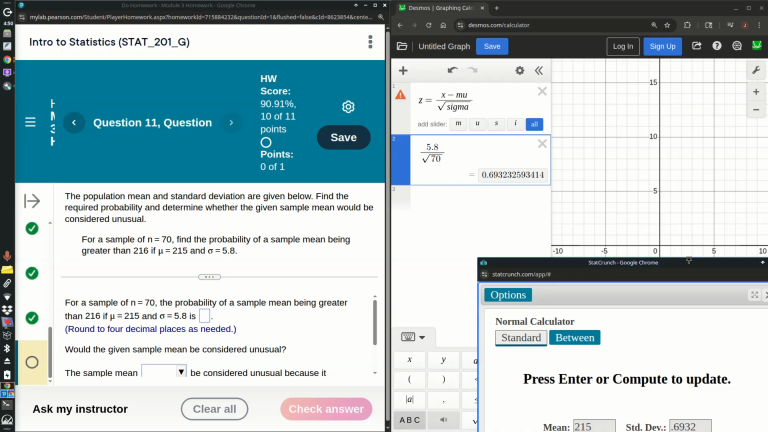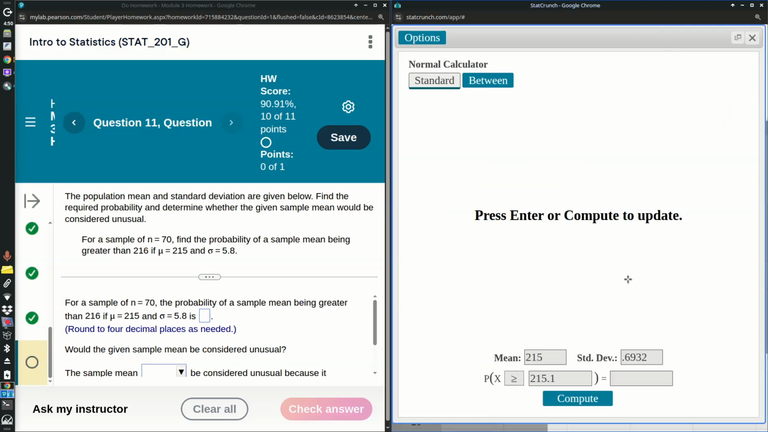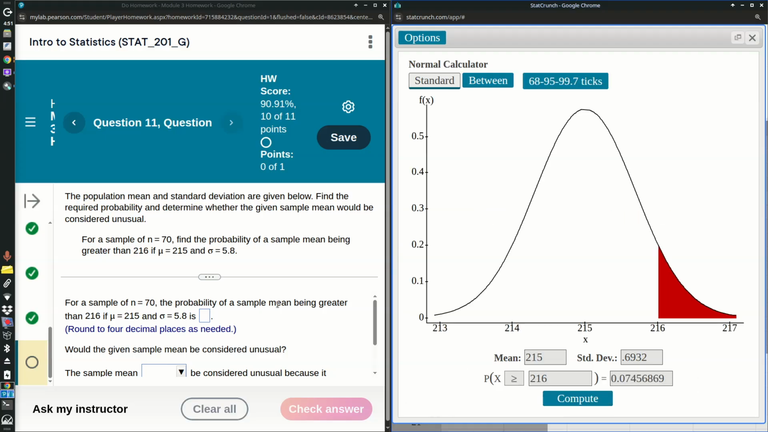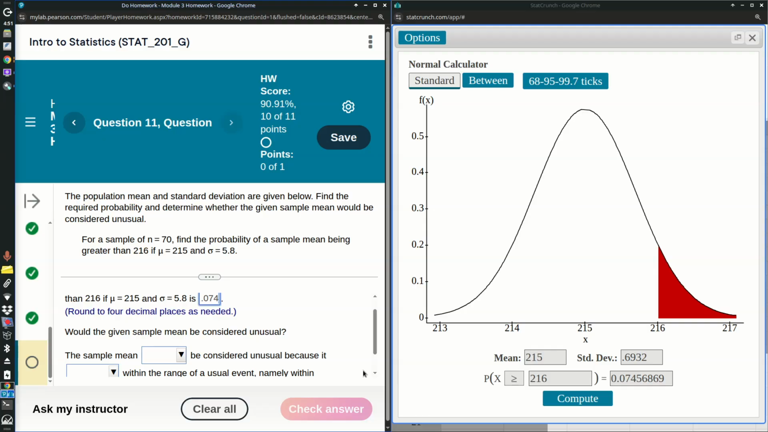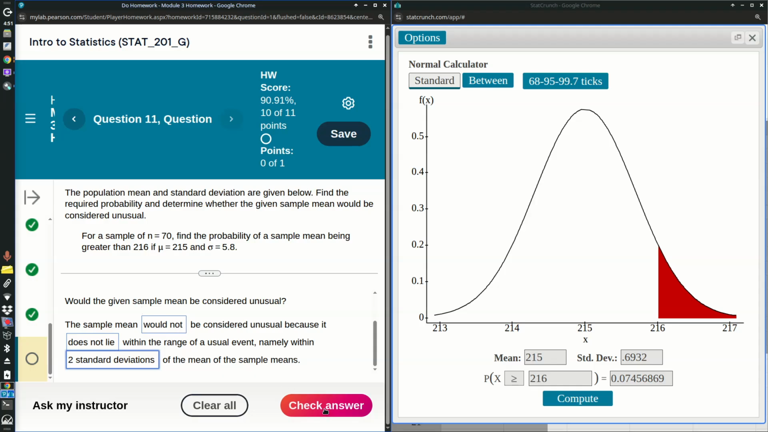Okay. Nope, it says greater than 216. Greater than 216, I'm sorry. All right, so mean is 215, greater than 216, and the standard deviation we got by doing 5.8 divided by the square root of 70. So we compute that, and we get our answer that we can type in, 0.0746. It asks for 4 decimal places. This is bigger than 5%, so this is not going to be unusual. It's about 7.5%. So this mean would not be considered unusual because it does not lie within 2 standard deviations, because it's bigger than 5%.